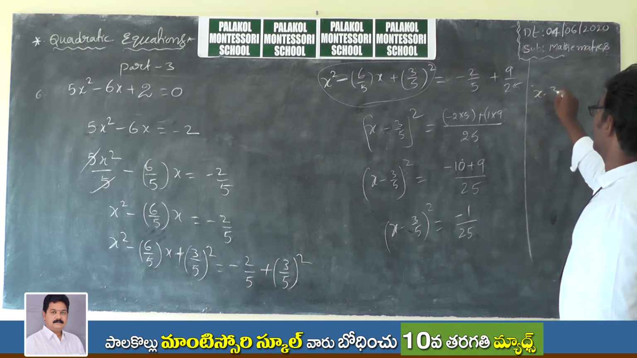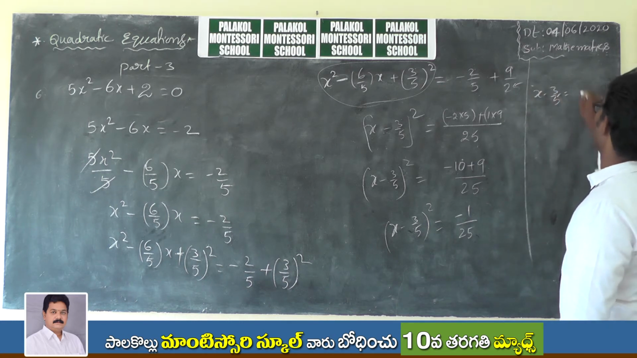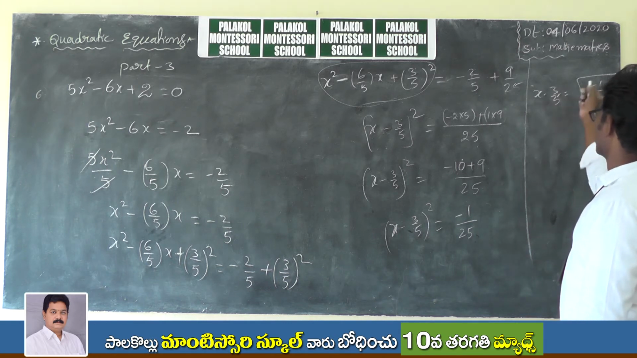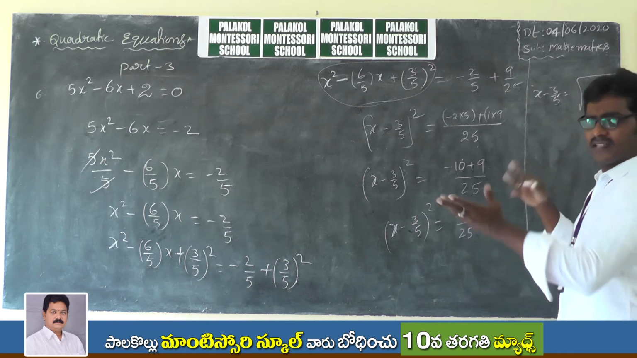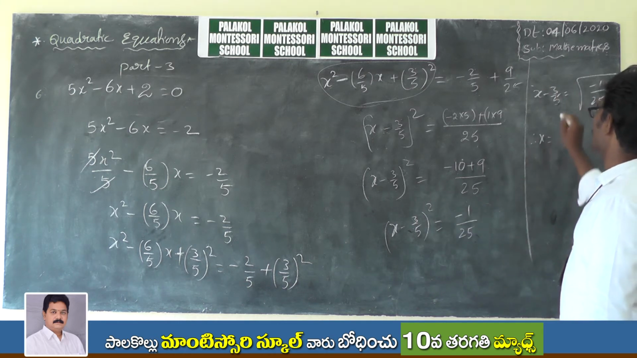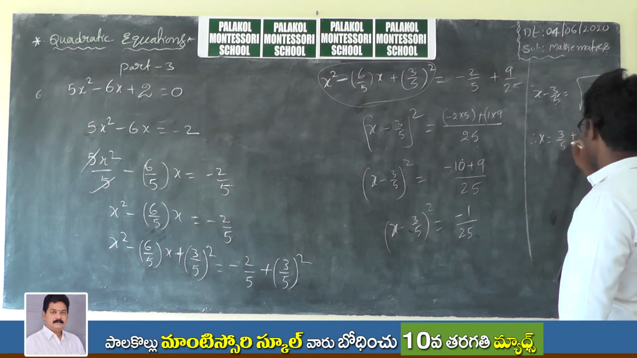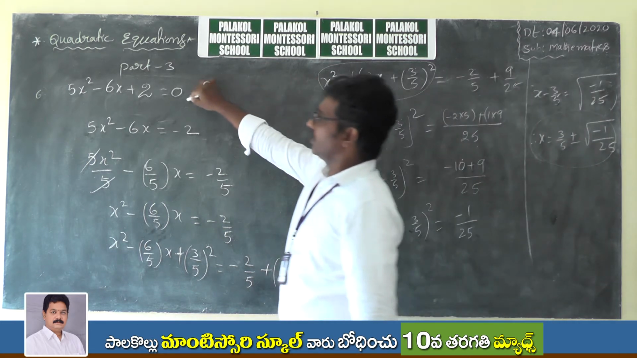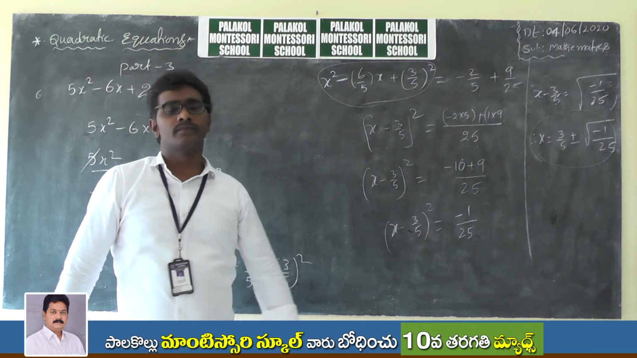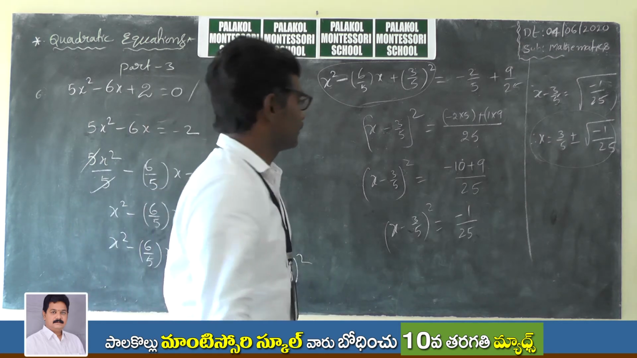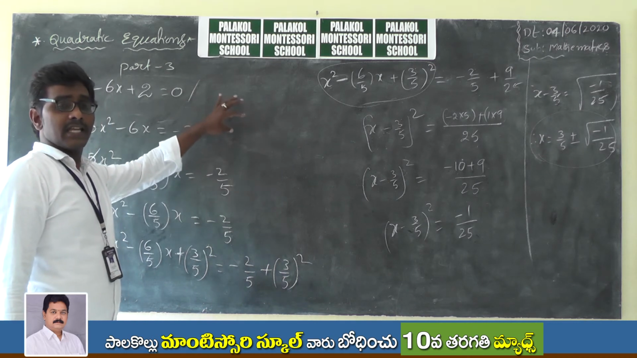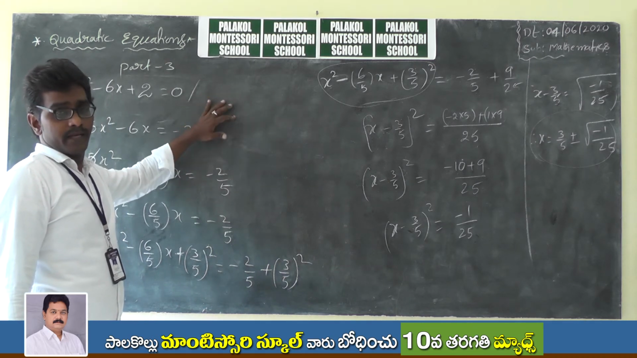So x minus 3 by 5 is equal to root of minus 1 by 25. Now move the minus 3 by 5 to that side. So finally x is equal to 3 by 5 plus or minus root of minus 1 by 25. These are the solutions of this quadratic equation. Okay guys, now see. Is it clear? This is the completing the square method.